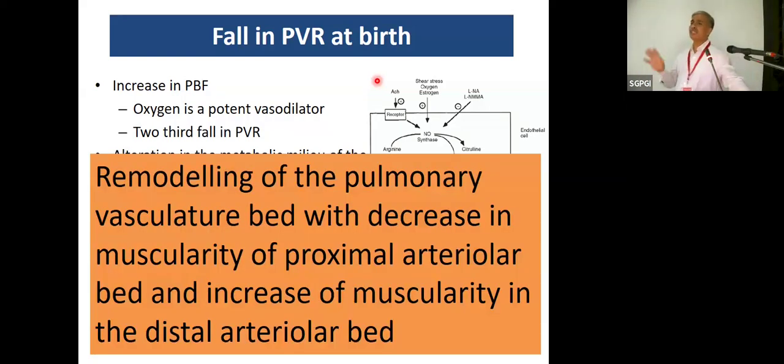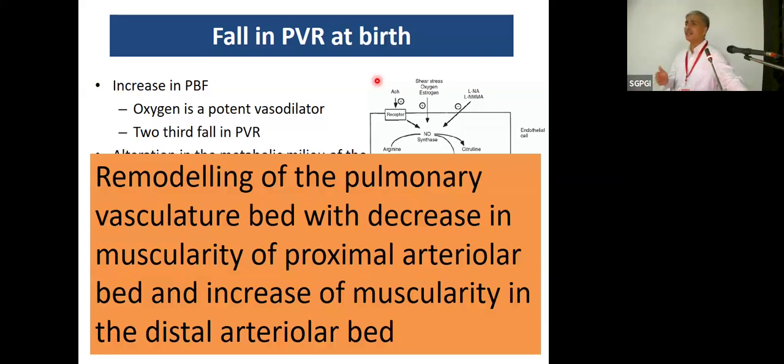So this takes place in the acute phase, in the first, let's say, 6 to 24 hours. What happens thereafter? There is remodeling of the pulmonary vasculature. There is a decrease in the muscularity of the proximal arterial bed and an increase in the muscularity of the distal. So this is the remodeling process, which helps in decreasing the PVR further.